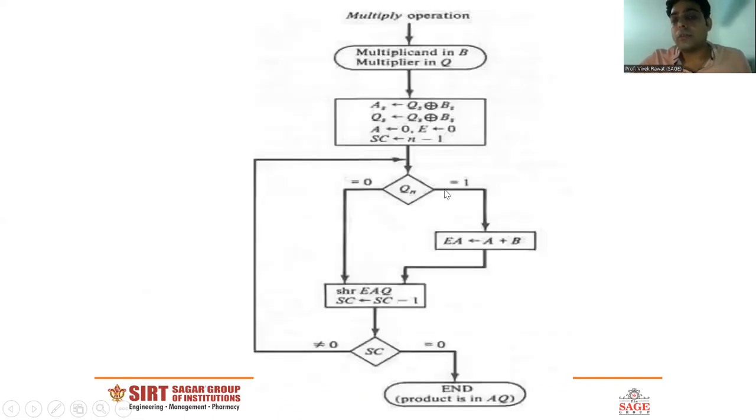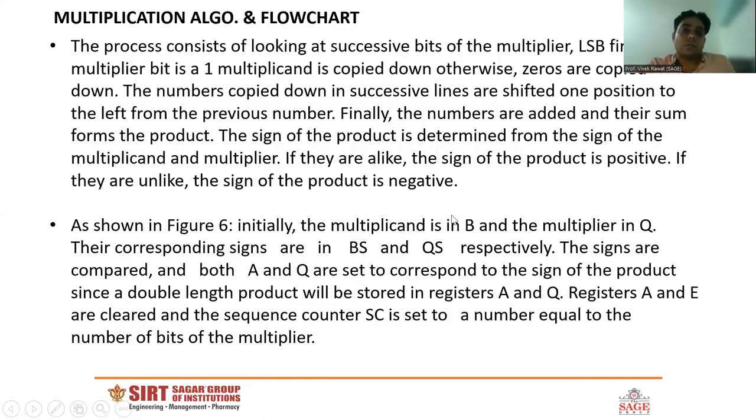If QN is equal to 1, then this flowchart goes through this direction. If that least significant bit is 0, then it goes through this process box. So it is a simple calculation algorithm method.